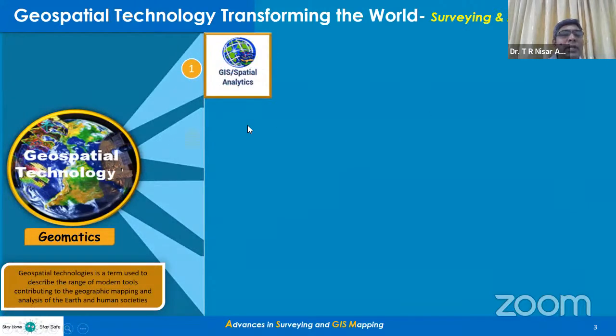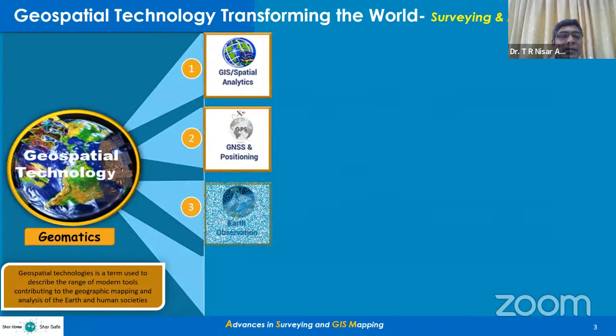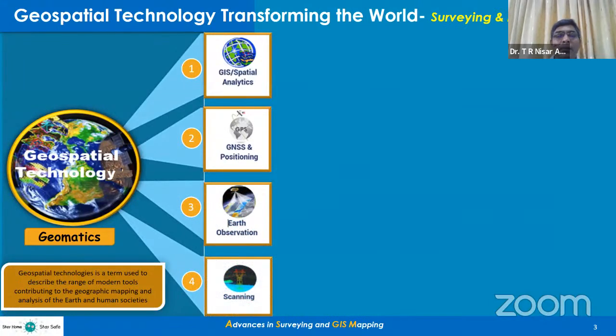So basically, when we say geospatial technology, it includes four components. First is the GIS. GIS is an old term now. Now we call it spatial analytics, because of the data analytics part. The second component of geospatial technology is GNSS and the position system. Basically, it deals with positioning. The third one is Earth observation, EO. Basically focused on remote sensing, data capturing and all, followed by scanning.